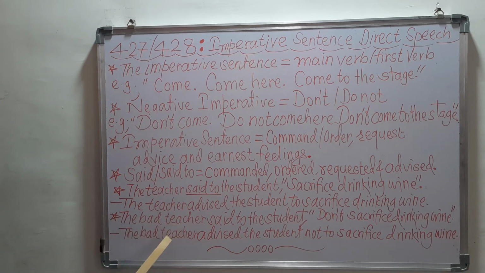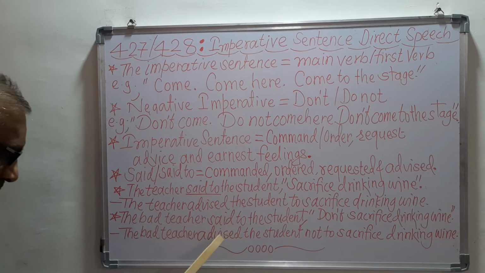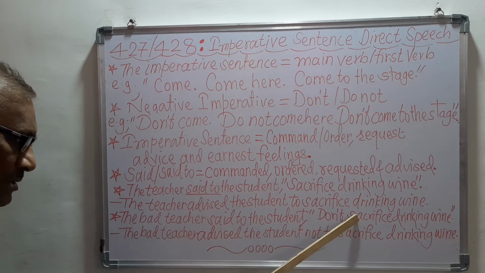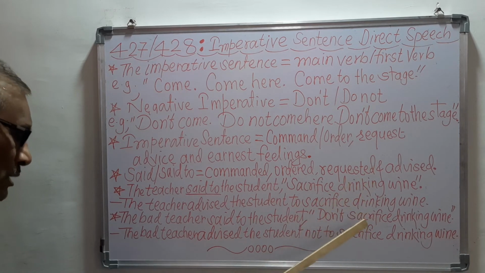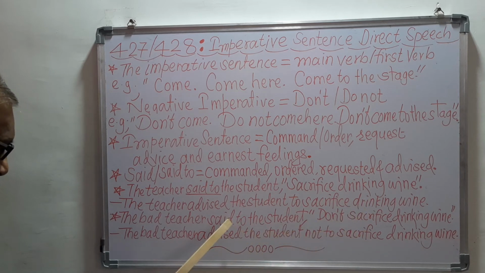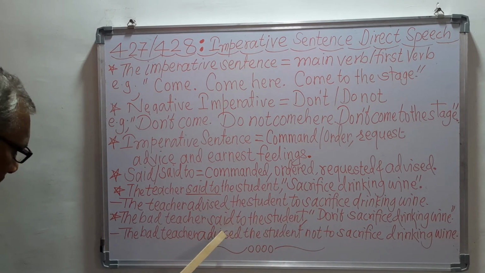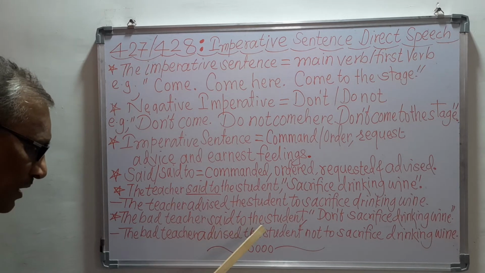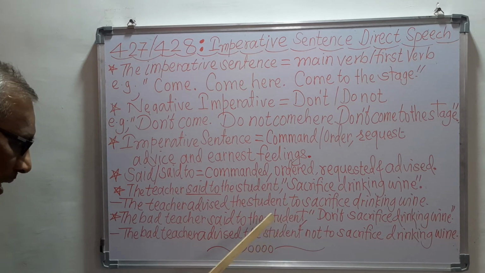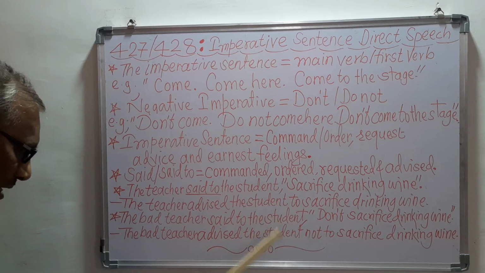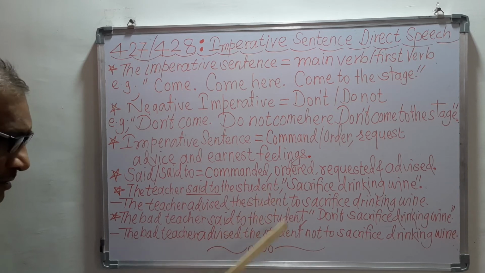The bad teacher has remained the bad teacher, because it will not be changed, because I have told you many times that the speaker remains the same. "Said to" has become "advised", because in this sentence there is advice, the bad advice, but actually it is advice, and that's why instead of "said to" there is "advised". Then the student has remained the student, because the listener never changes, and that's why I have put the student as the same.